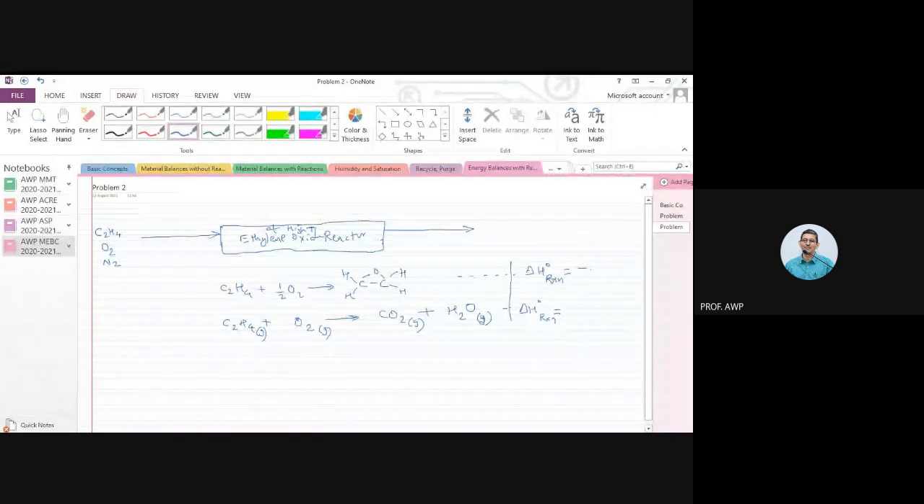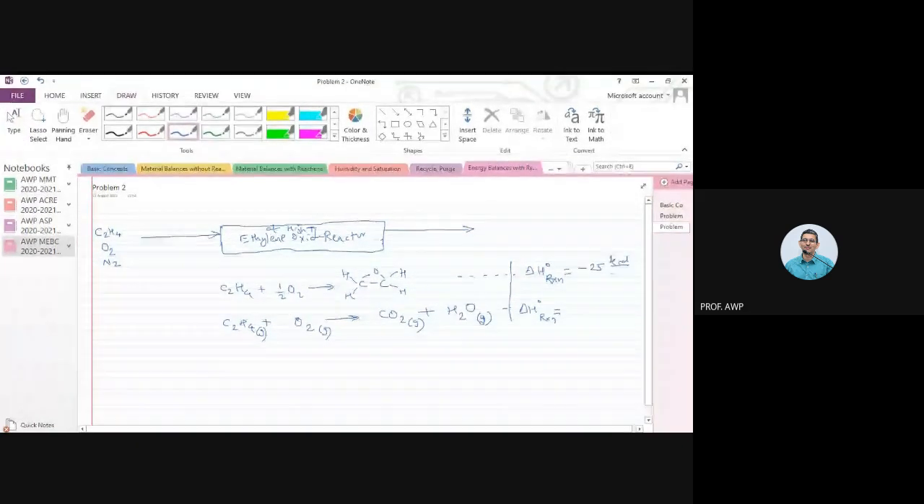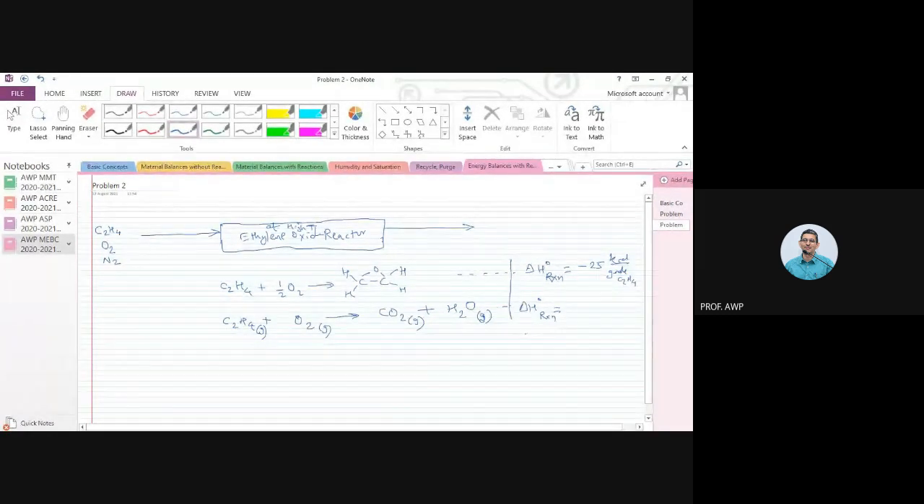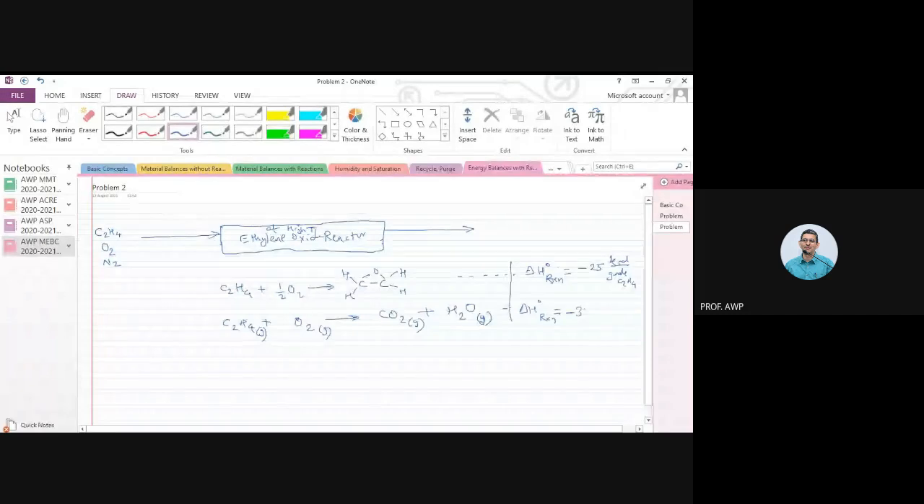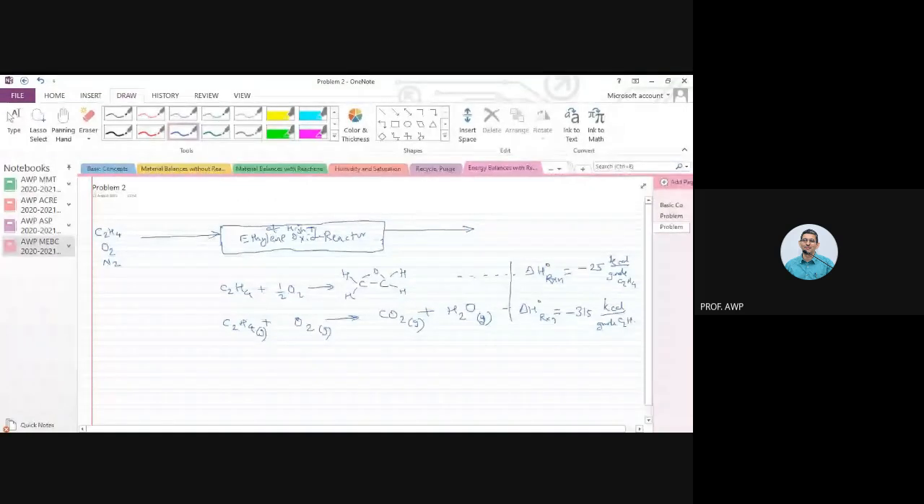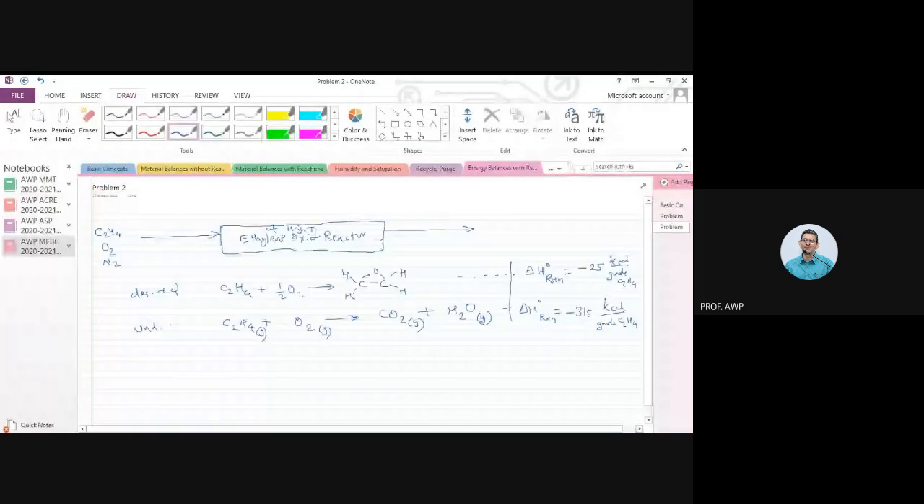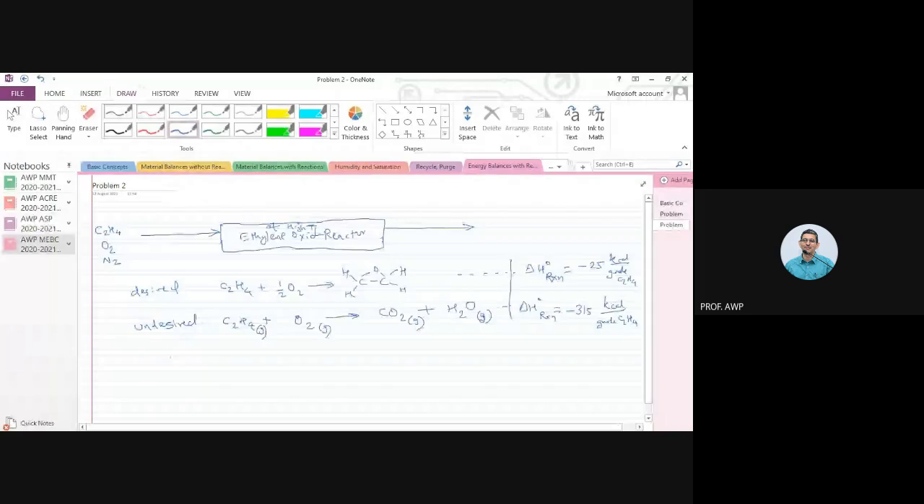So I'm making your life simple. This is minus 25. Again, just to give you a different set of units, just so that you are comfortable with converting units, it is kilocalories per gram mole of ethylene that reacts. This is minus 315 kilocalories per gram mole of ethylene that burns, combustion. So this is our desired reaction. This is our undesired reaction, because ethylene oxide is our desired product. Carbon dioxide is not our desired product.